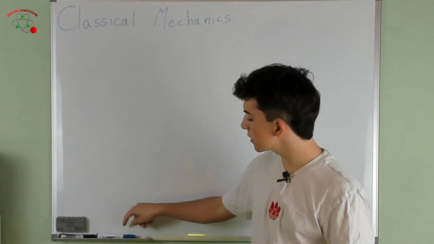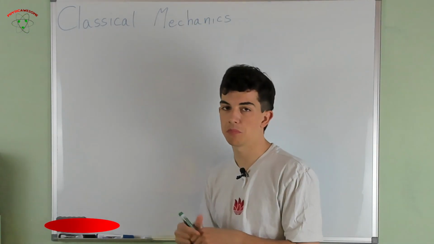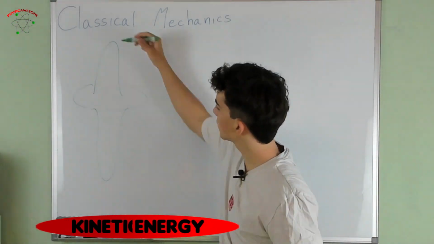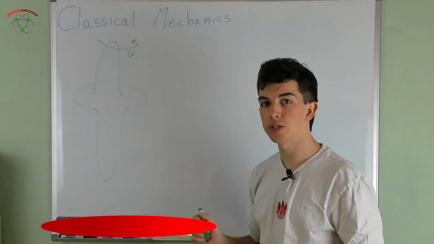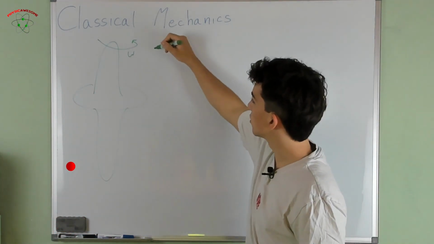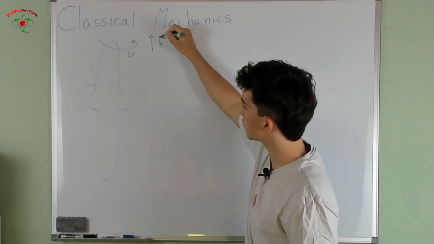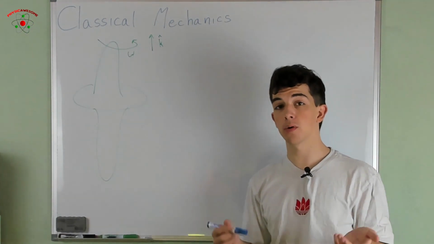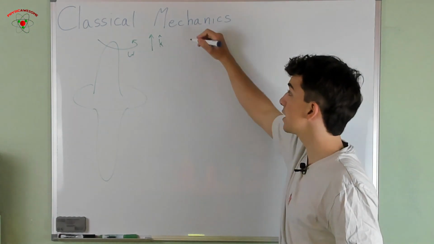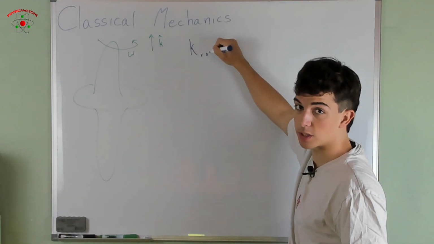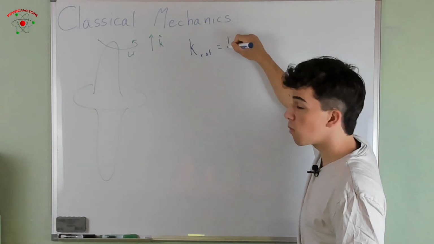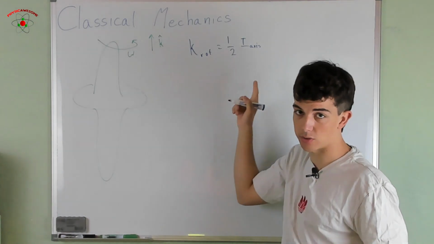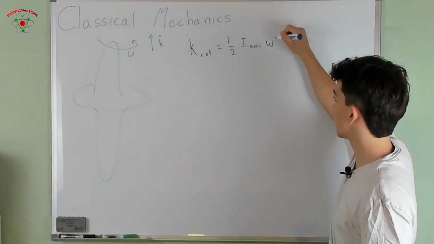Great. Imagine that we have a rotating object, whatever type, with an angular velocity w. Also, we'll denote this the k hat direction. And then remember from our previous videos that the kinetic energy of rotation, K rotational, equals 1/2 I on the axis of rotation, w squared.